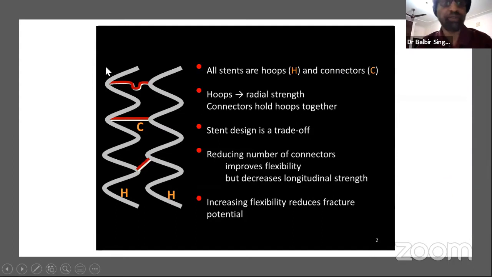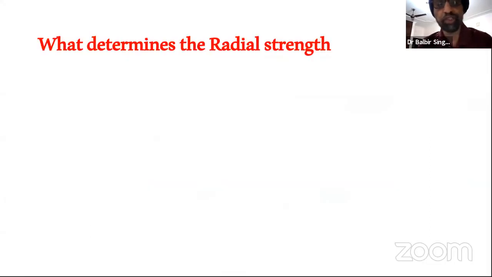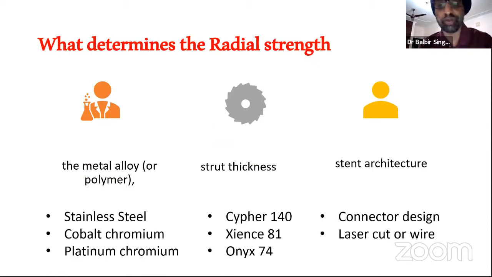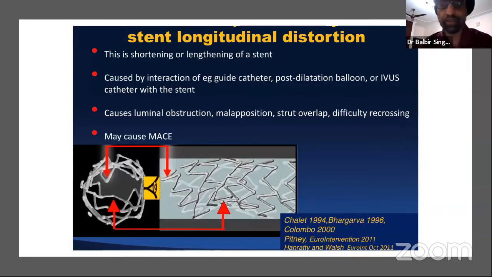So the stents have hoops, which are these hoops, these two, and the connectors. Now, if you have more connectors, it becomes less deliverable. If you have less connectors, it is deliverable but loses the radial strength and is prone to deformation and fracture. So the metal alloy, strut thickness, and stent architecture all contribute to the radial strength. So what is stent longitudinal distortion?